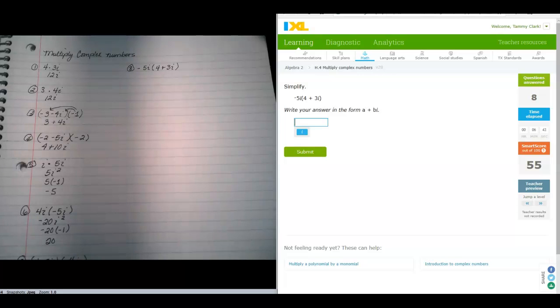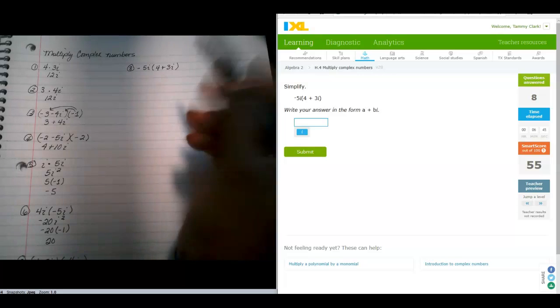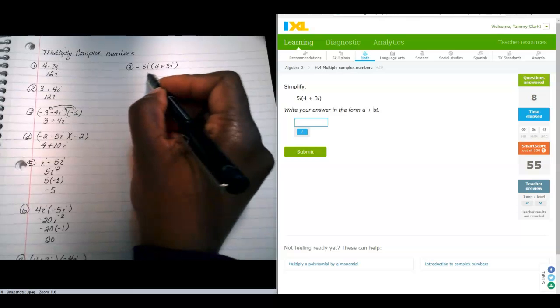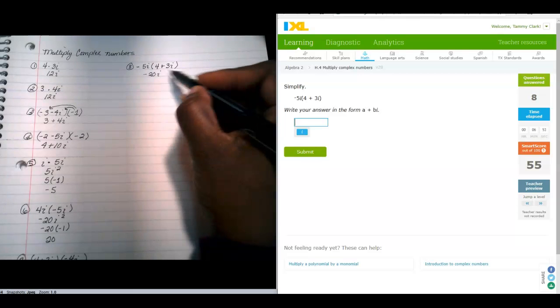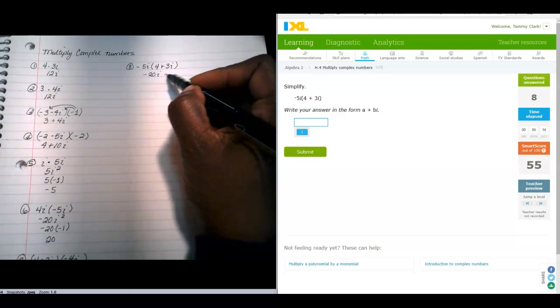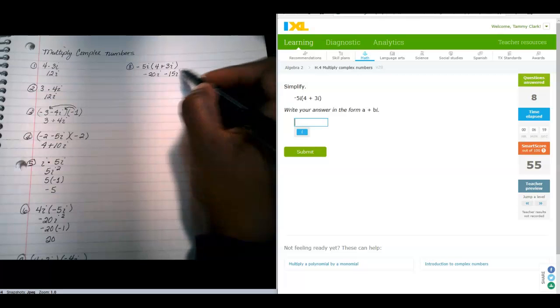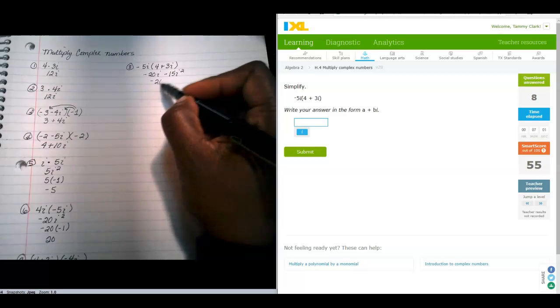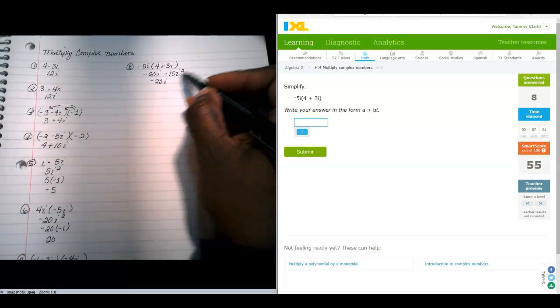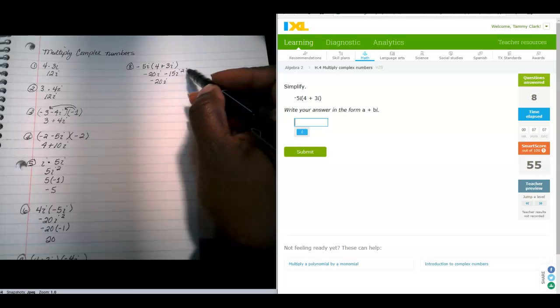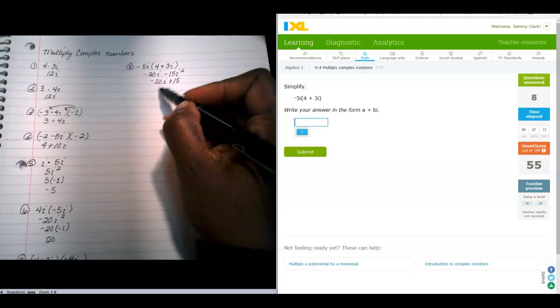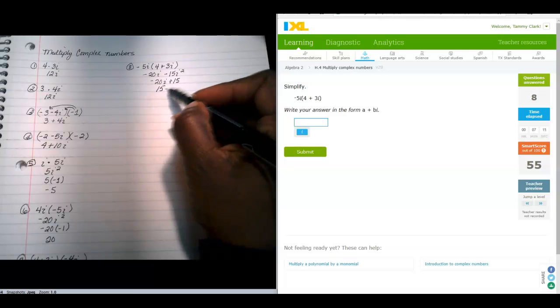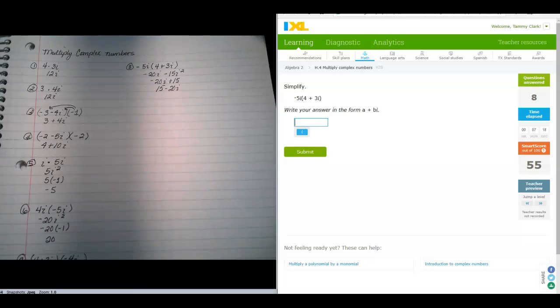Our next problem is negative 5i times 4 plus 3i. So we know negative 5i times 4 is negative 20i. And then negative 5i times positive 3i is negative 15i squared. So we've got negative 20i. And then we know that i squared is negative 1. So negative 1 times negative 15 is positive 15. We need to write this with our real part first, which is our number, and then our imaginary part. And so our answer would be 15 minus 20i.